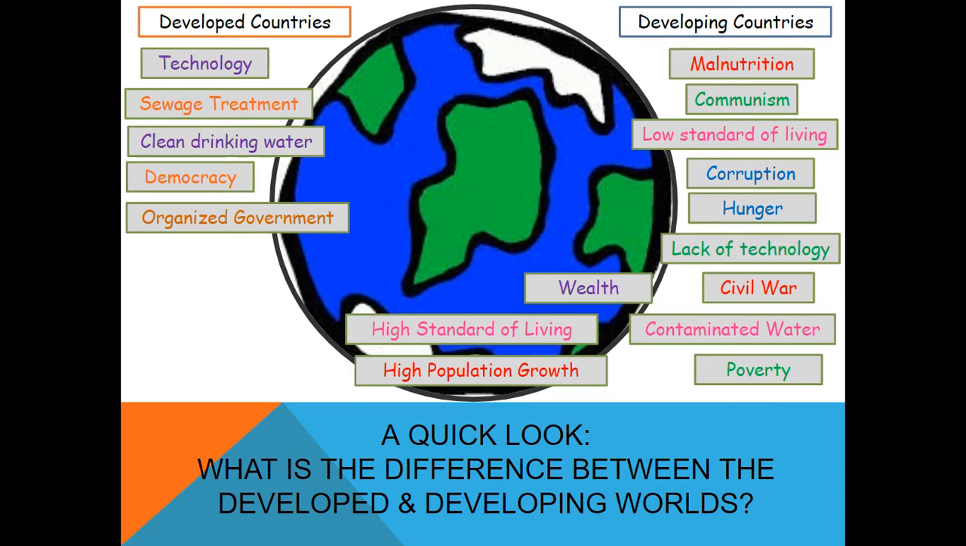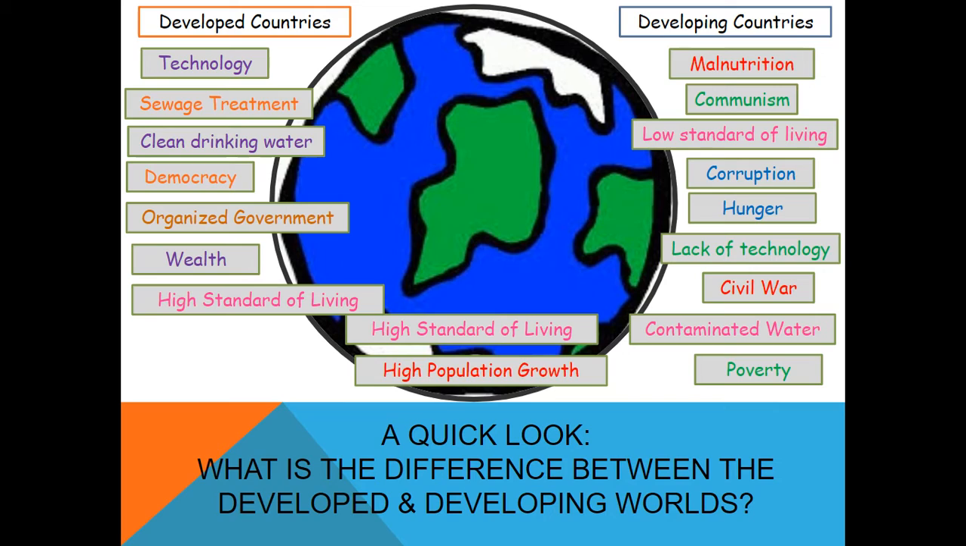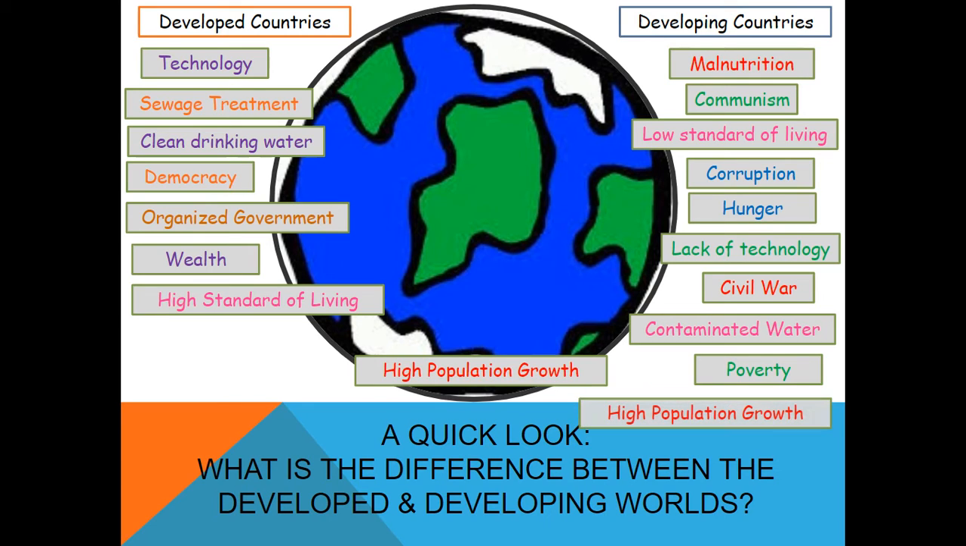Wealth, an abundance of money and income. Access to stocks and finances, more common in developed countries. A high standard of living, that means like access to education and healthcare, the right to vote, female empowerment, more common in developed. And high population growth, where would that be found? That would go into the developing category.